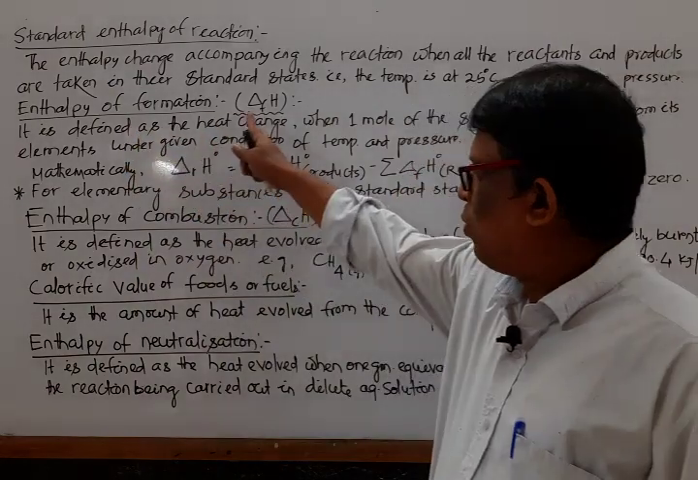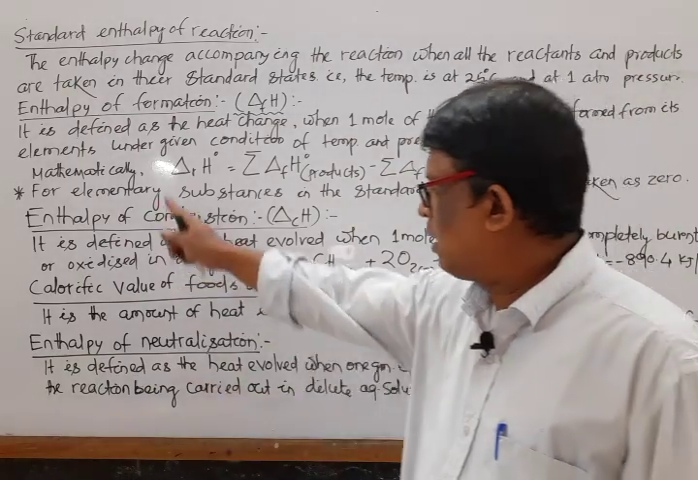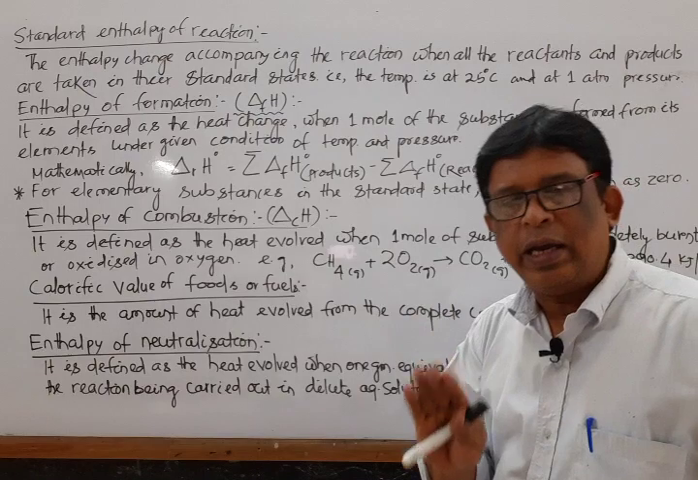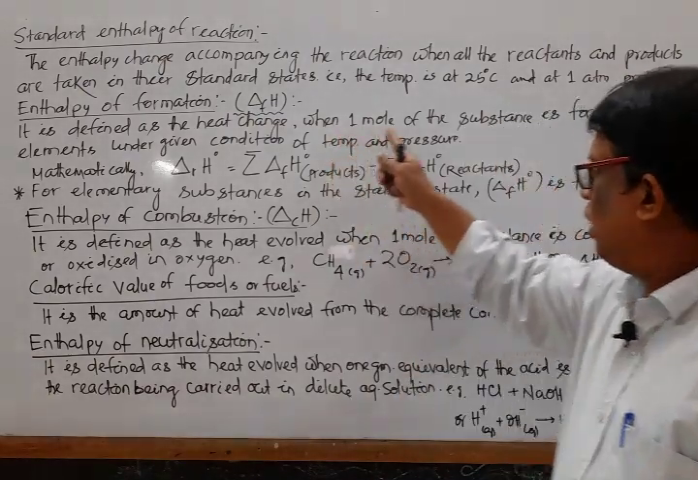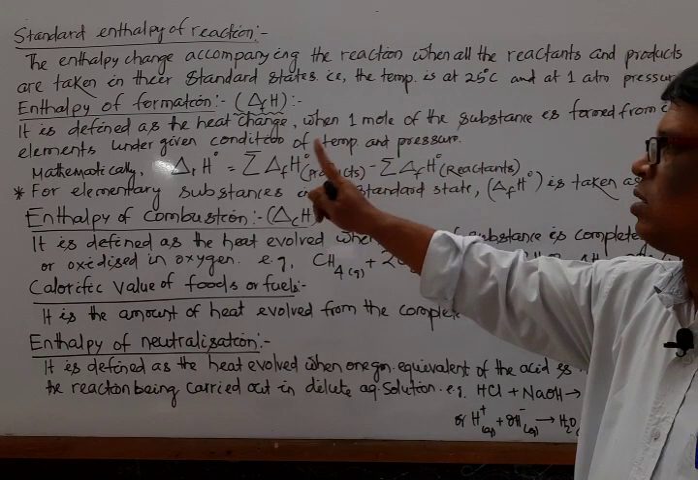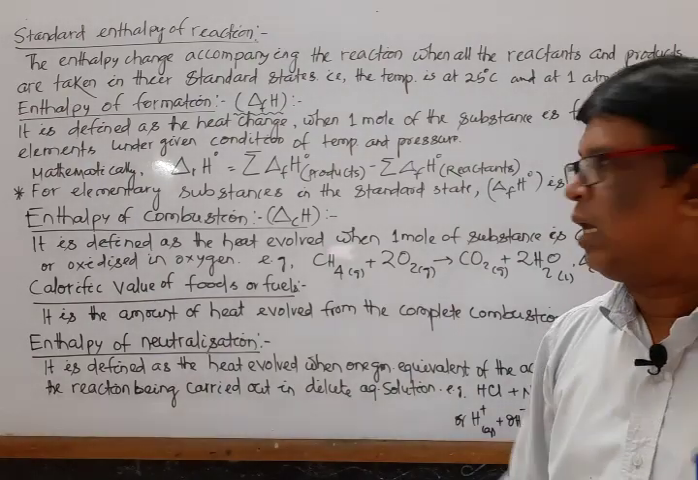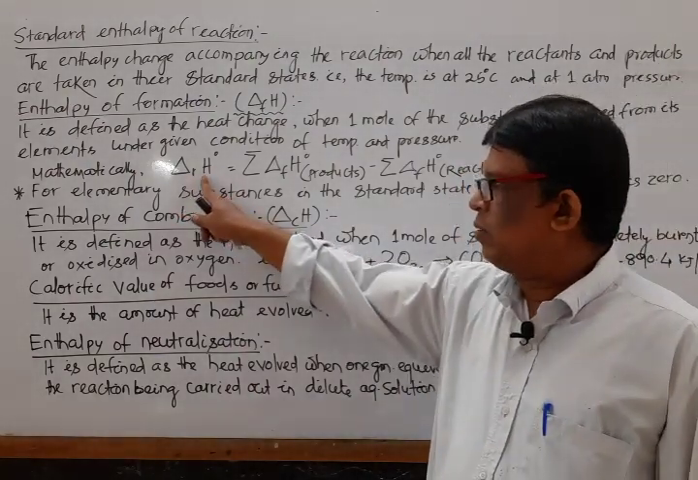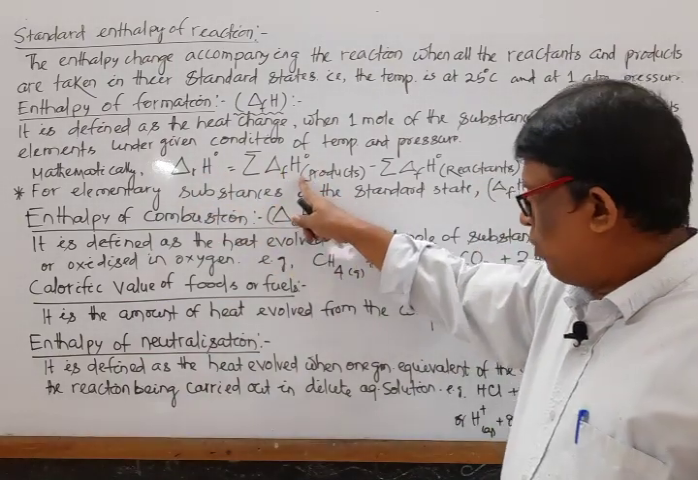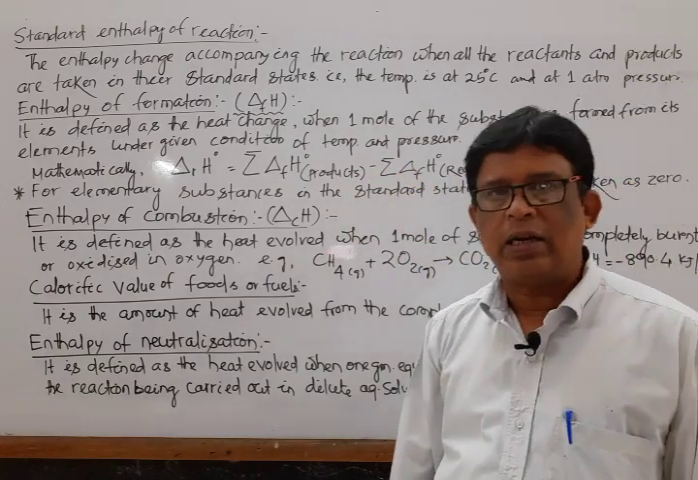First one is enthalpy of formation, del FH. F stands for formation. Mark that. It is defined as the enthalpy heat change, means heat may be evolved or absorbed, when 1 mole of the substance is formed from its elements under a given condition of temperature and pressure. Mathematically, enthalpy of a reaction is equal to sum total of enthalpy of formation of products minus sum total of enthalpy of formation of reactants.